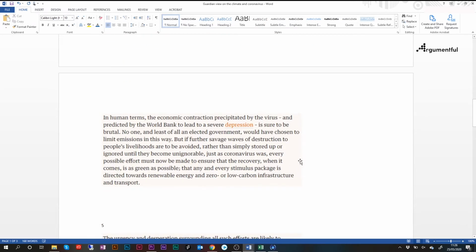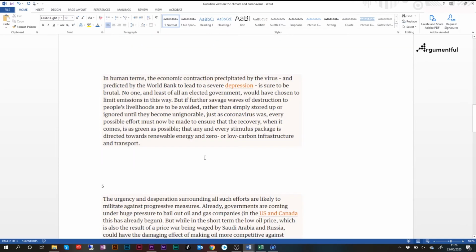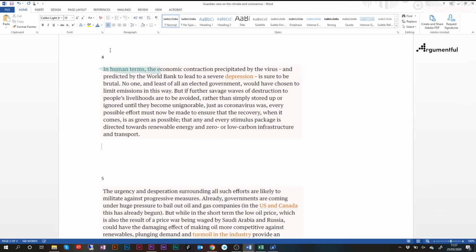In human terms, the economic contraction precipitated by the virus and predicted by the World Bank to lead to a severe depression is sure to be brutal. No one, and least of all an elected government, would have chosen to limit emissions in this way. But if further savage waves of destruction to people's livelihoods are to be avoided, rather than simply stored up or ignored up until they become unignorable, just as coronavirus was, every possible effort must now be made to ensure that the recovery, when it comes, is as green as possible, that any and every stimulus package is directed towards renewable energy and zero or low carbon infrastructure and transport.